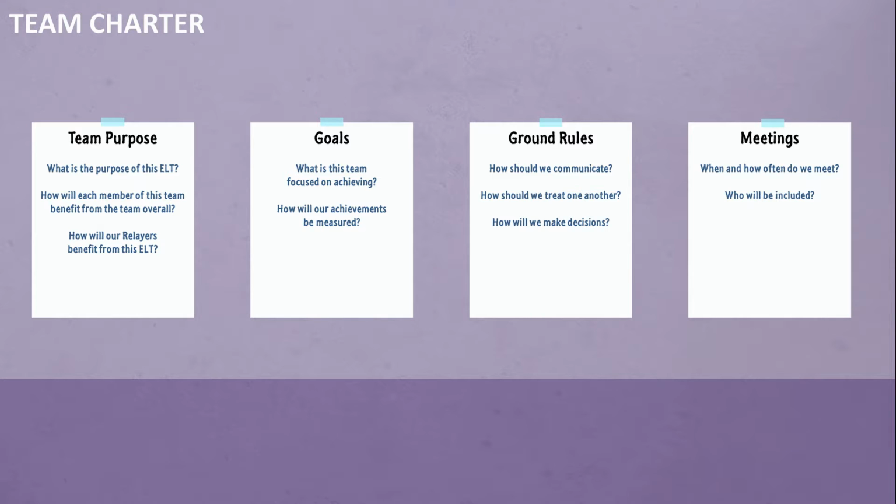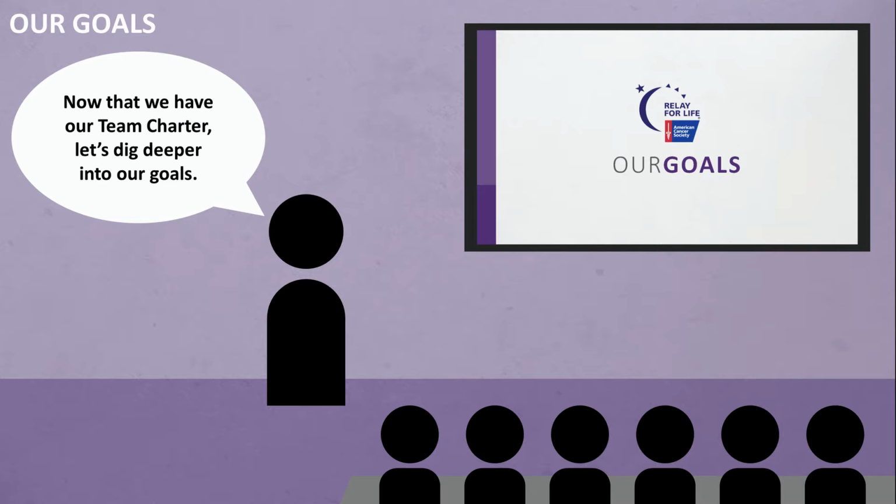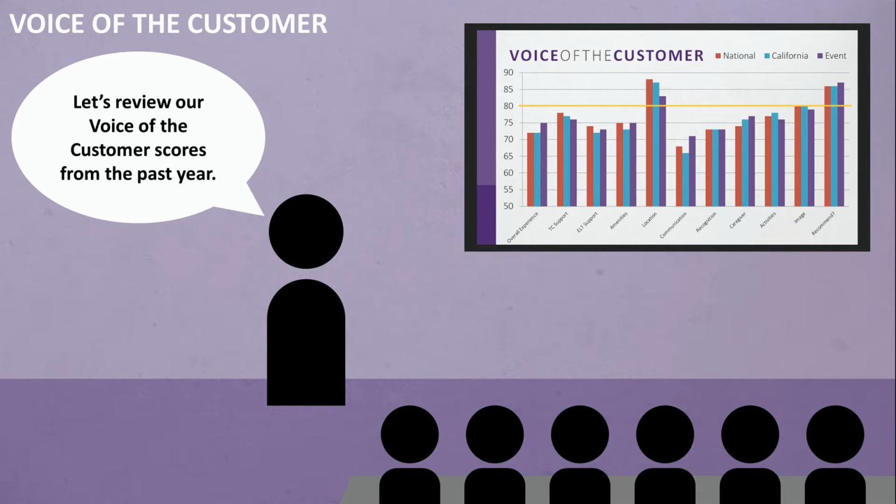If there are disagreements or conflicting responses, dig deeper and ask the group as a whole to reach a consensus. Next is our goals. This section should take 32 minutes. Say, Now that we have our team charter, let's dig deeper into our goals. Say, Let's review our voice of the customer scores from the past year.